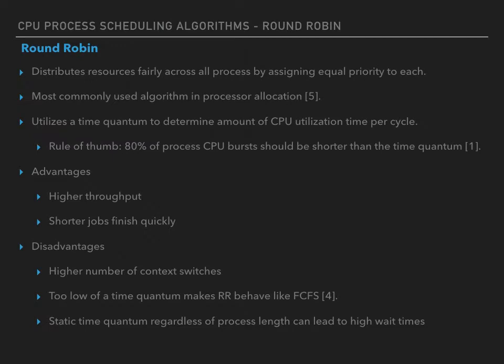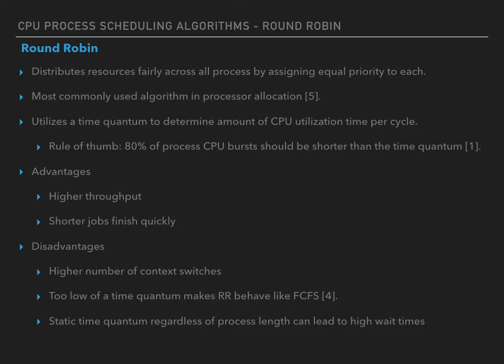Finally, we come to round robin. Round robin is the most commonly used algorithm in processor allocation because it more fairly distributes resources across all processes by assigning equal priority to each. It assigns that priority by use of a time quantum, which determines the amount of CPU utilization per cycle. A general rule of thumb is that 80% of process CPU bursts should be shorter than whatever time quantum is chosen.